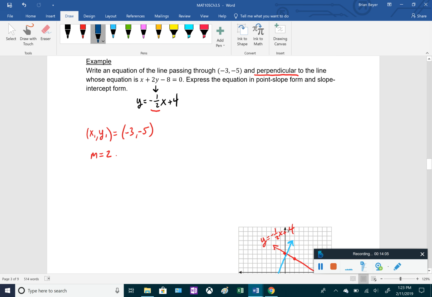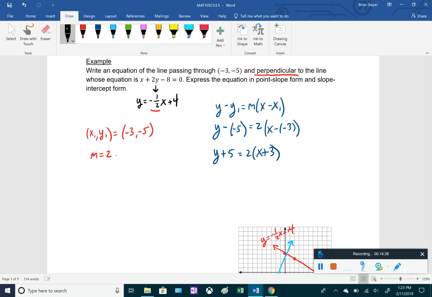So let's do our point slope form, y minus y1 equals m times x minus x1. Plugging in, we get y minus negative 5 equals 2 times x minus negative 3. Simplifying a little bit, we get y plus 5 equals 2 times x plus 3, and this is our point slope. We had the point, we had the slope, and created point slope form.